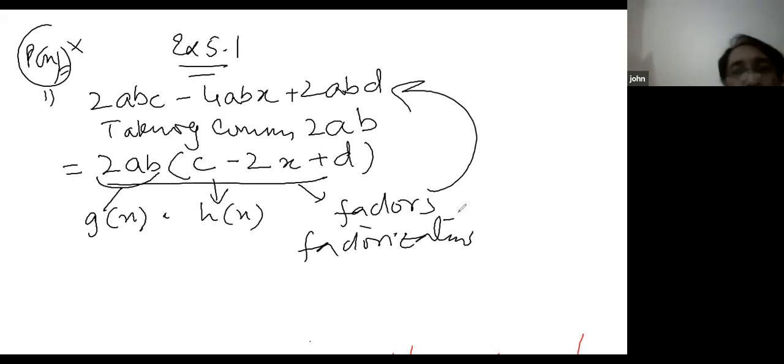Once again, just for the sake of you, the definition is here. If a polynomial P of X can be expressed, हमने इसको express कर दिया है, as P of X is equal to G of X into H of X, then each of the polynomials G of X and H of X is called a factor of P of X.